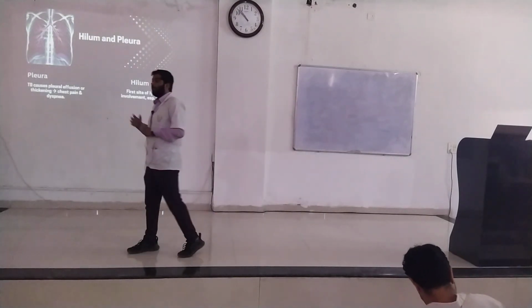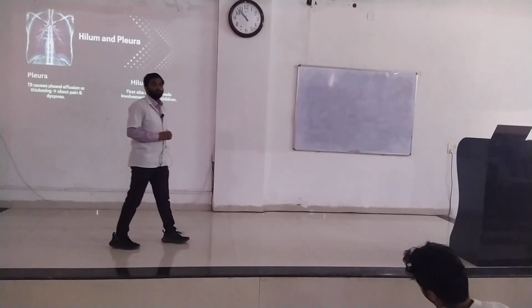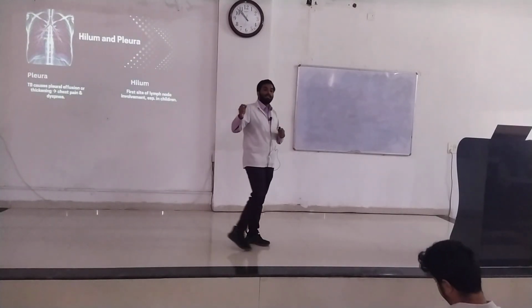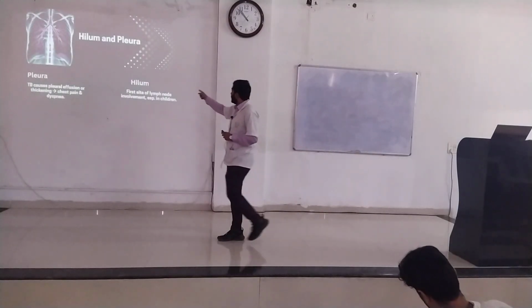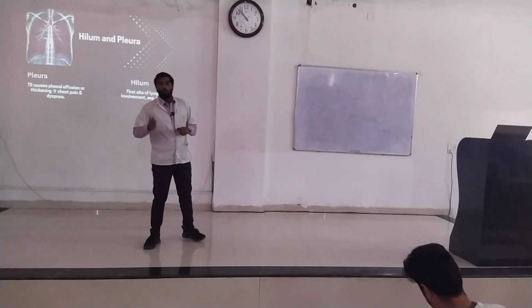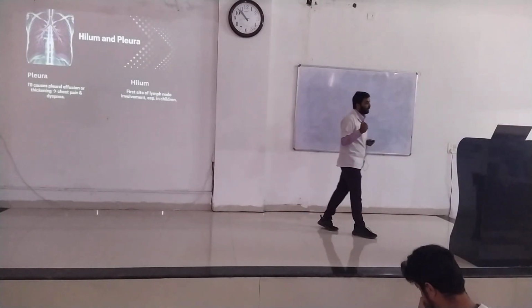Now we will be looking at the FedEx or the courier service for tuberculosis, which is the lymphatics. Tuberculosis first enters the superficial and deep lymphatic plexuses in the lungs. Then it enters into the hilar lymph nodes. Once it has entered into the hilar lymph nodes, all ways of lymph nodes are open for tuberculosis.